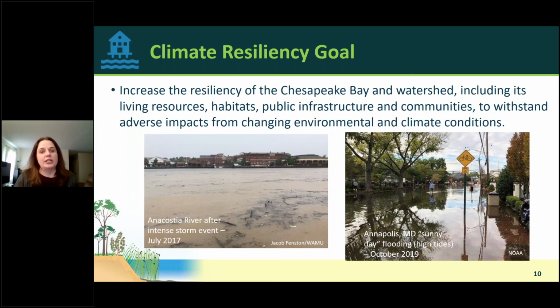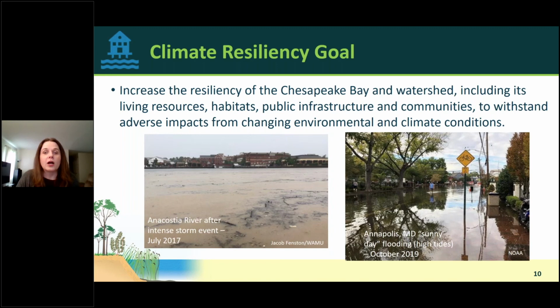So I showed a couple of pictures here. These are some of the issues that we're dealing with in the Chesapeake Bay: we're experiencing more intense storm events, which means there's more volume of water falling in a given time, and we're seeing those types of storms more frequently. And that can lead to problems like we see in the Anacostia River. This was an intense storm event back in July 2017 that caused a lot of debris and suspended sediment to enter the watershed.